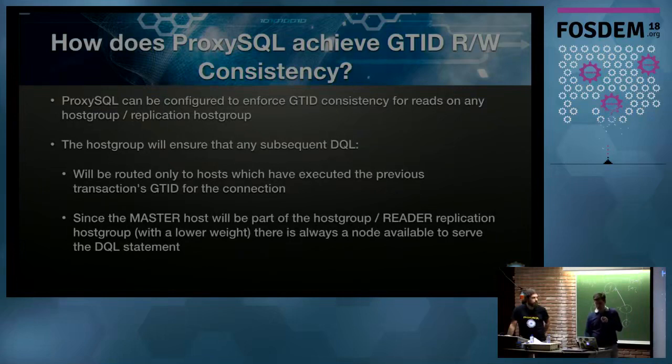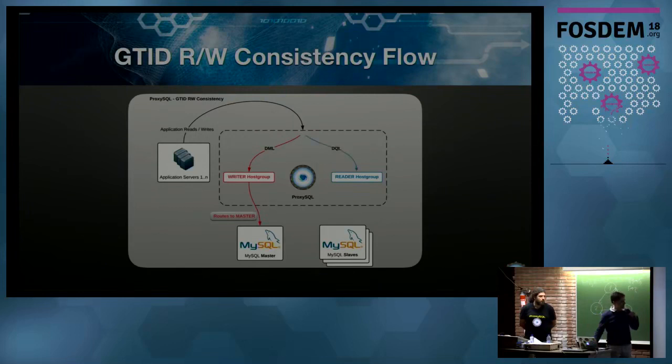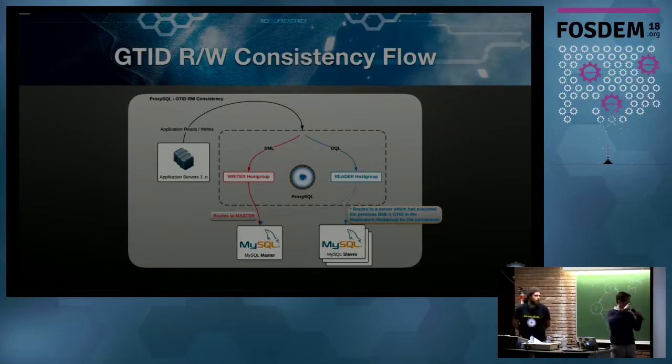So let's just have a look at this in terms of a replication host group. The application will send the reads and writes to ProxySQL. DML will be routed to the writer host group. This will be written on the master. The next DQL request will come in, some select or something like that. Then ProxySQL will evaluate which slaves are up to date, and if none of them are up to date, it will route it to the master, provided that the master is included in the reader host group.